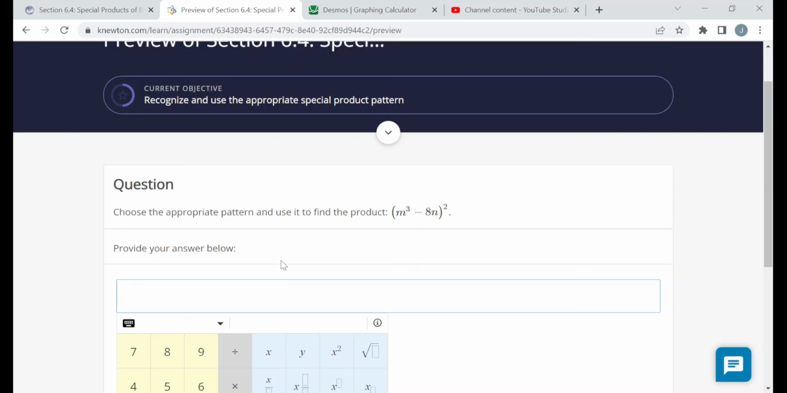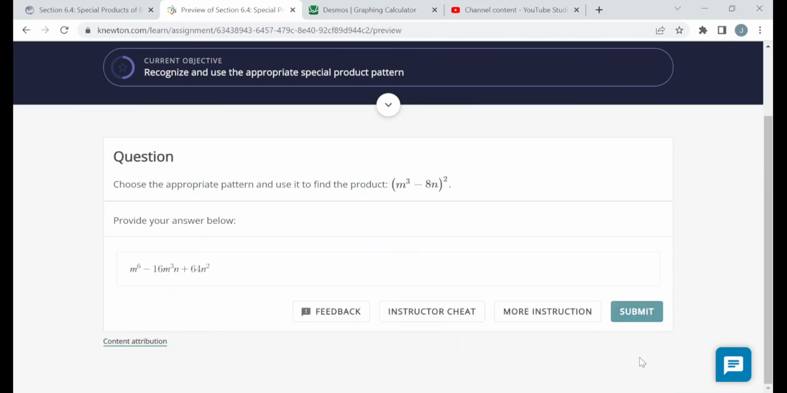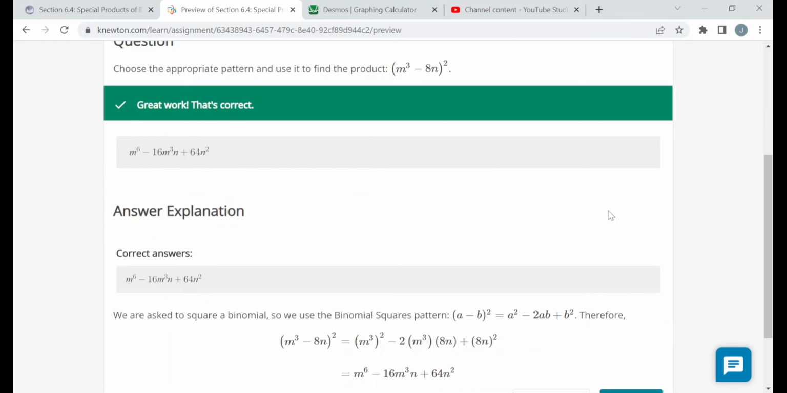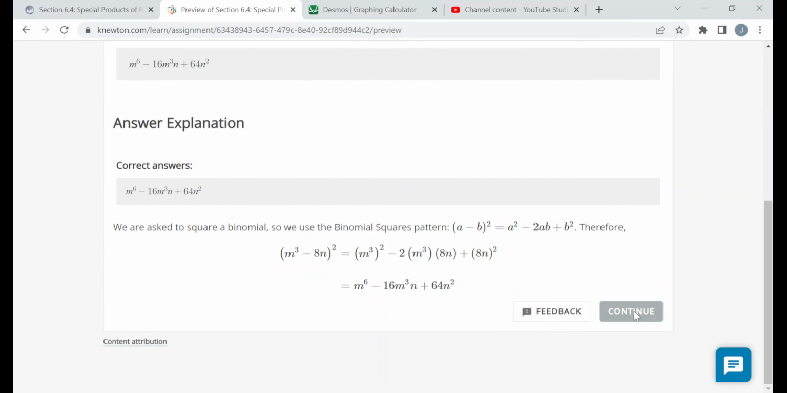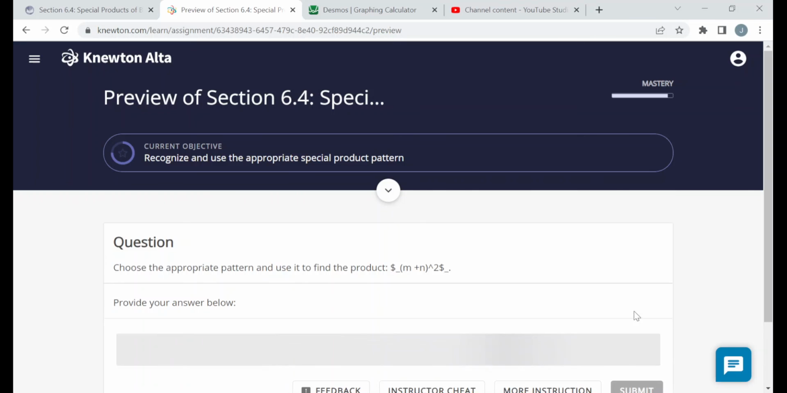So m cubed squared would be m to the 6th for the first term, then minus, and then 2 times m cubed times 8n. 2 times m cubed times 8n would be 16 m cubed n. And then plus 8n to the second would be 64n squared. Great. Alright, I should have one more of these.